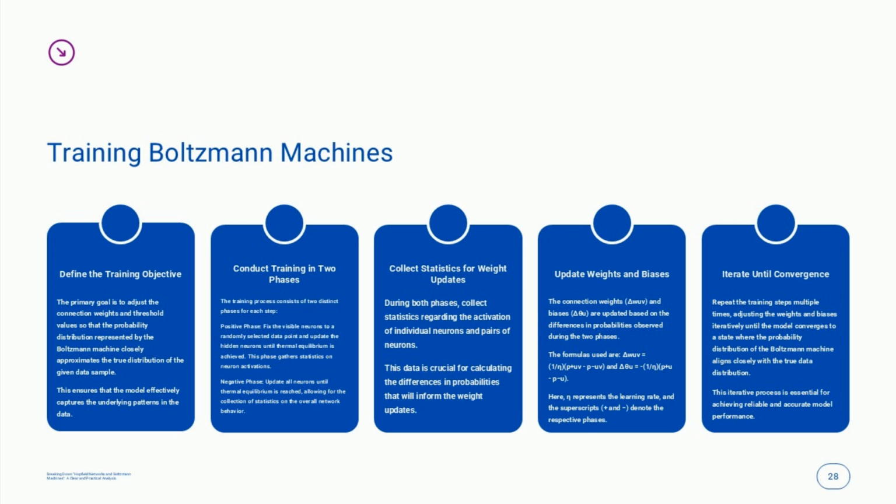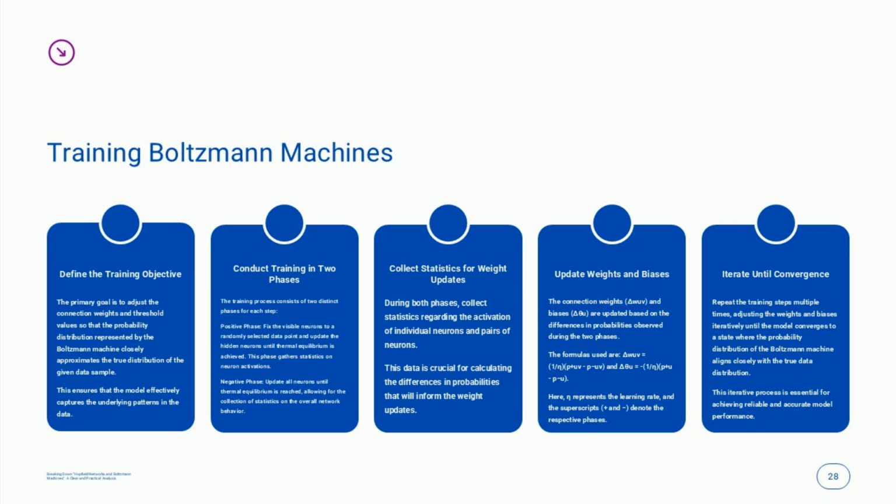Step 2. Conduct training in 2 phases. The training of Boltzmann machines involves 2 distinct phases, which you can think of as practice and reflection. Positive phase. In this phase, the visible neurons, which represent your input data, are set to match a given data sample. These neurons interact with the hidden neurons, and their activations are adjusted based on the current weights. It's like practicing a skill. Visible neurons are providing a structured input to see how the system responds.